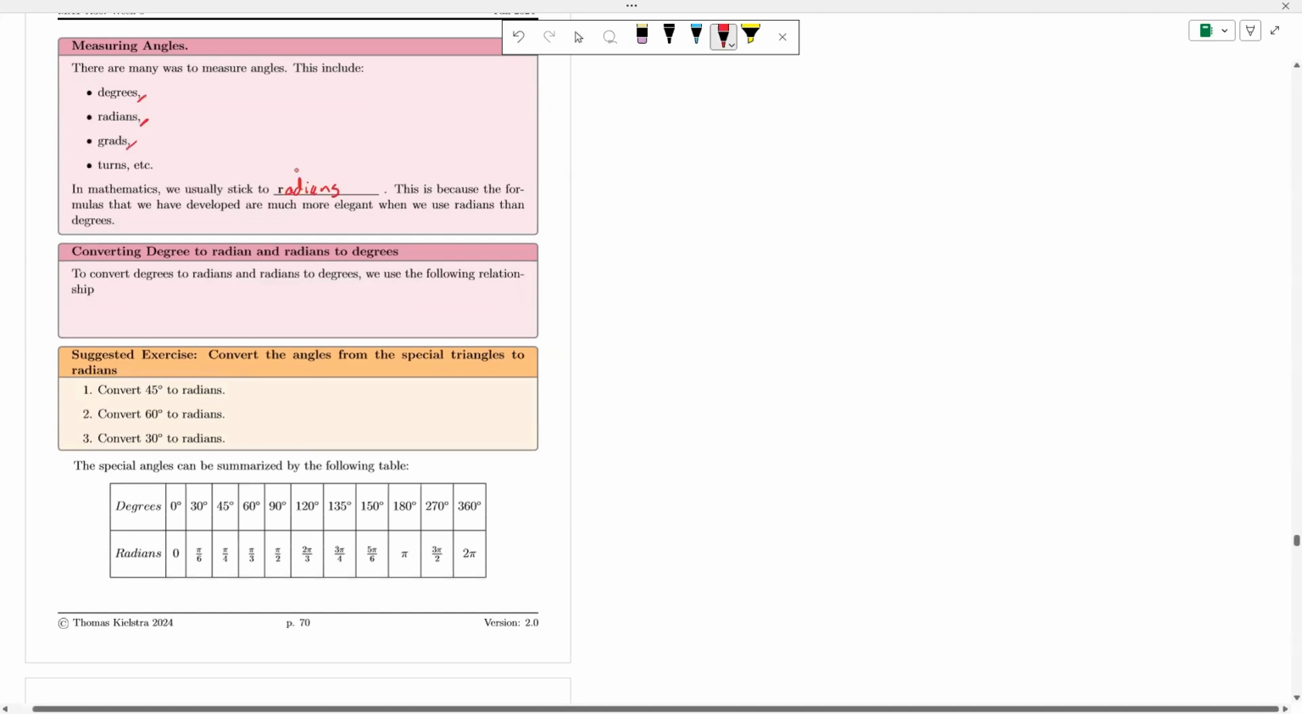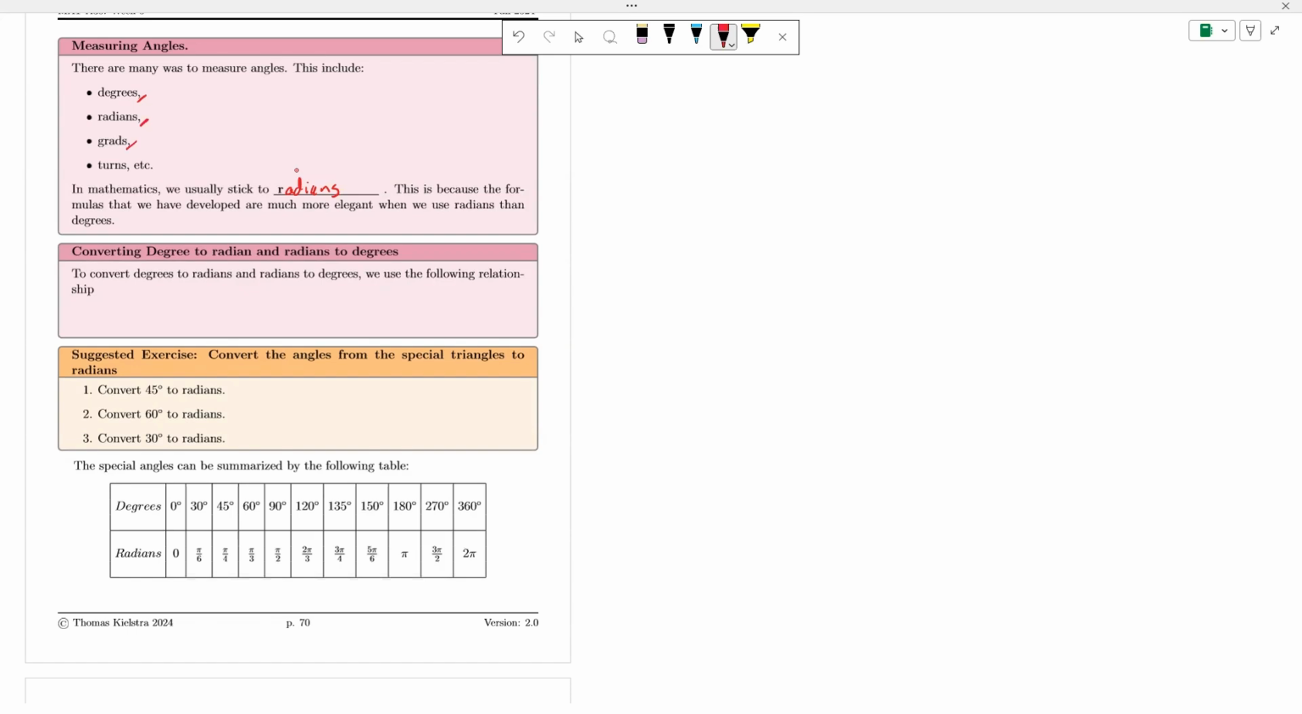And this is because formulas that we've developed are much more elegant when we have radians than when we have degrees. In physics, you'll often use degrees, and this is because it's easier to nicely separate the circle. And because of this, those who are in physics should really know how to convert from degrees to radians. And those who are in math, it would be good to get practice in doing this.